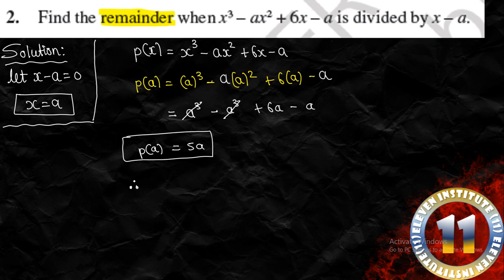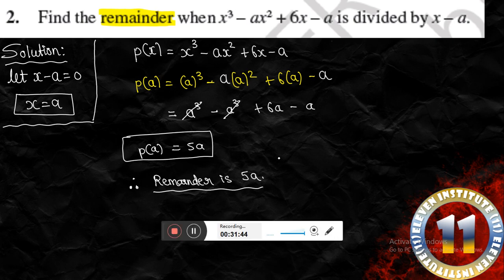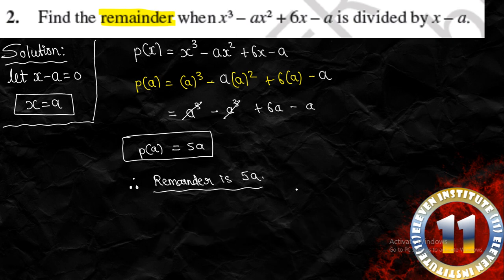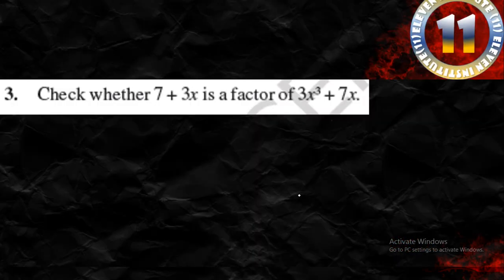So therefore, we can write remainder is 5a. Clear? Please pause the video and write this down in your syllabus. Alright, I hope you have written this. Let us now see the last question of this exercise.